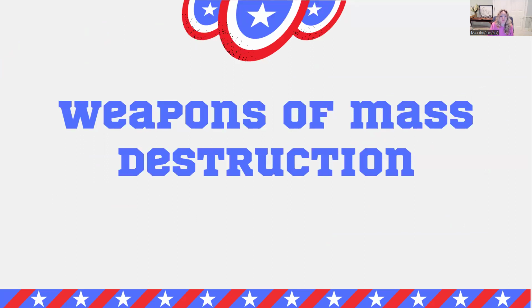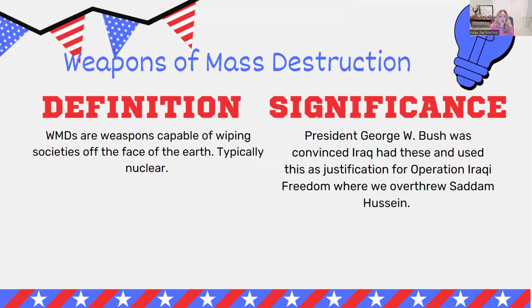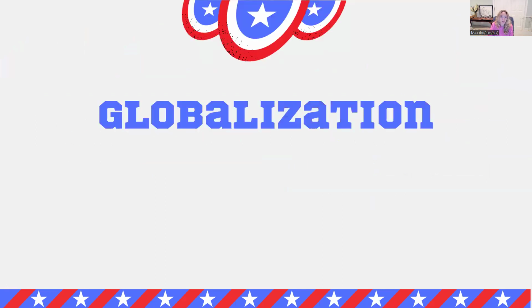Weapons of mass destruction, also known as WMDs. Weapons that are capable of wiping societies off the face of the earth, typically nuclear in essence. President George W. Bush was convinced that Iraq had these and used them as justification for Operation Iraqi Freedom, where we went in, overthrew Saddam Hussein, and took over control of the government. Ironically, we could not find weapons of mass destruction, but we didn't know how to bow out, which leads to us being present in Iraq for the next 20 years.